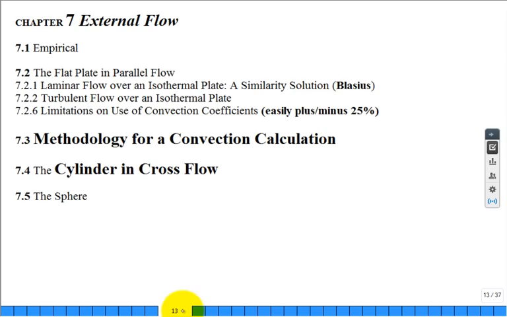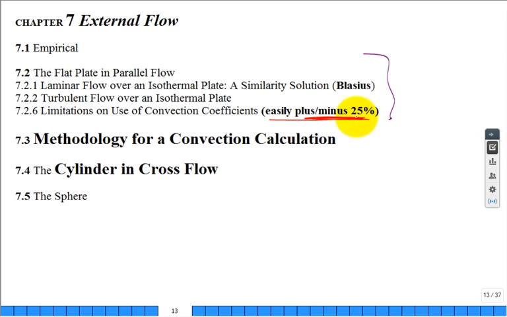So we have covered a lot of ground, but don't forget that these correlations are plus or minus 25% when they're based on the experimental data. Or if you don't know your fluid properties that accurately, well, even an accurate analytic solution isn't going to improve your uncertainty in the properties.